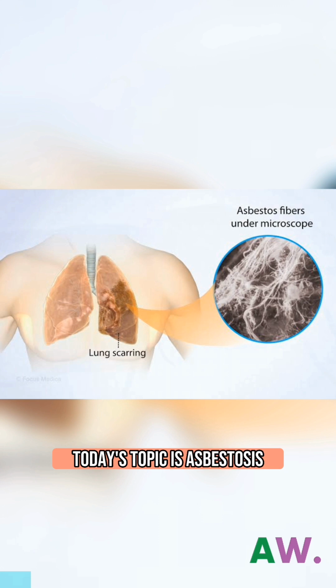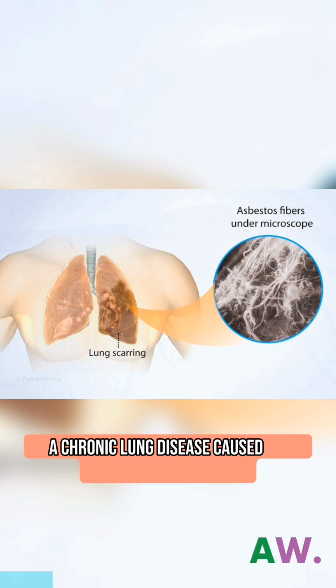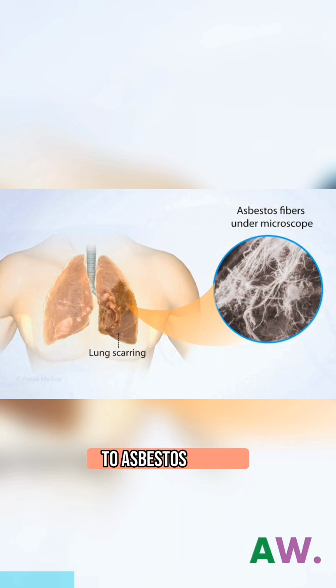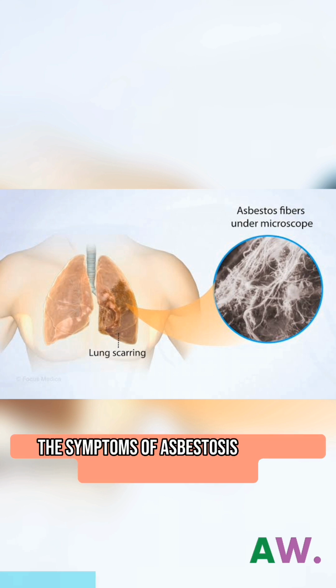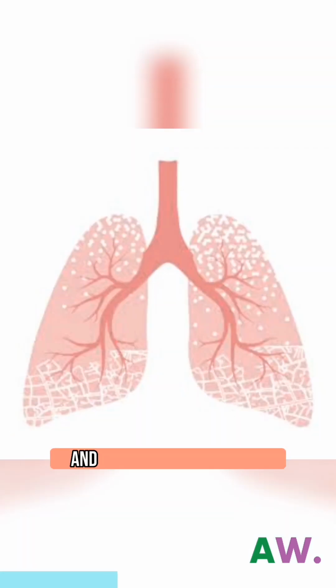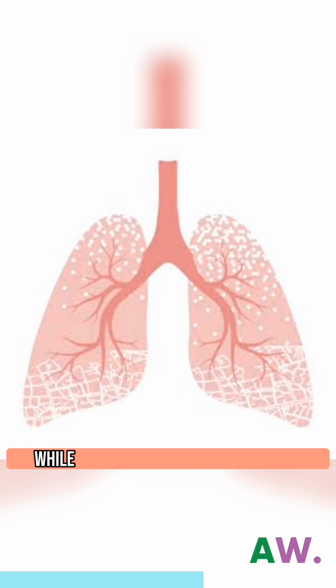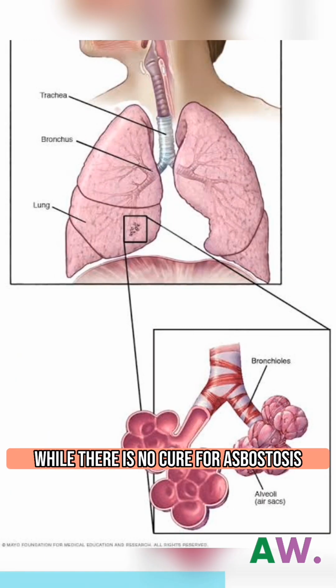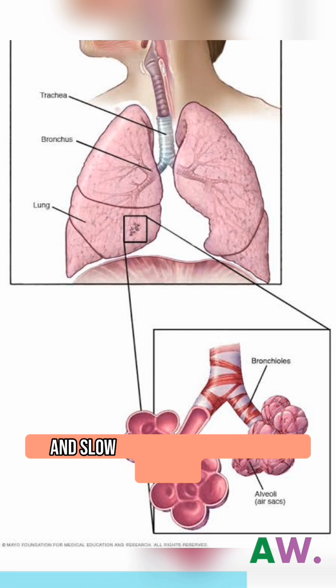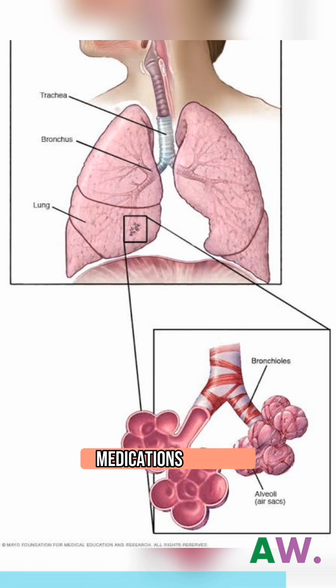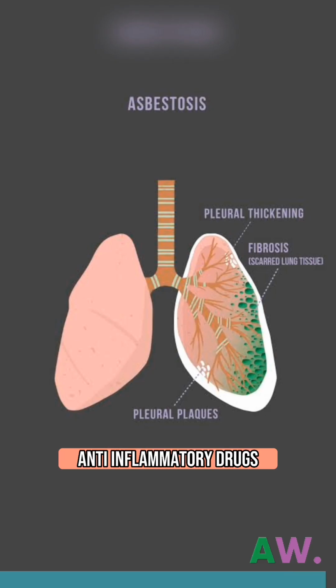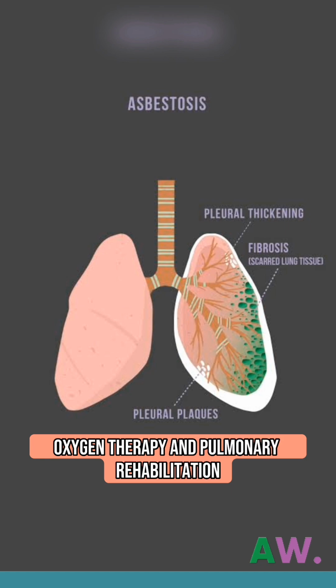Today's topic is asbestosis, a chronic lung disease caused by prolonged exposure to asbestos fibers. The symptoms of asbestosis include shortness of breath and a persistent dry cough. Asbestos fibers can cause scarring and inflammation in the lungs, making it difficult for them to function properly. While there is no cure for asbestosis, treatment can help manage symptoms and slow the progression of the disease. Medications include anti-inflammatory drugs, oxygen therapy, and pulmonary rehabilitation.